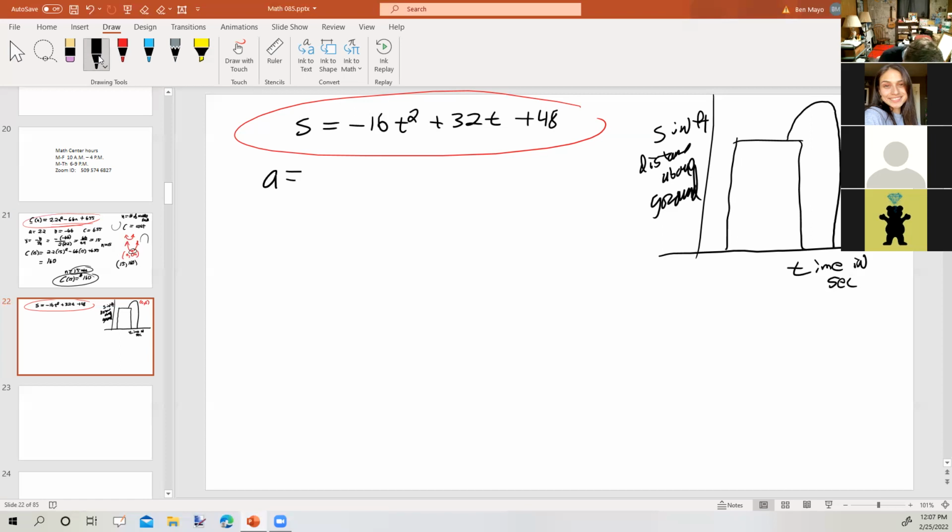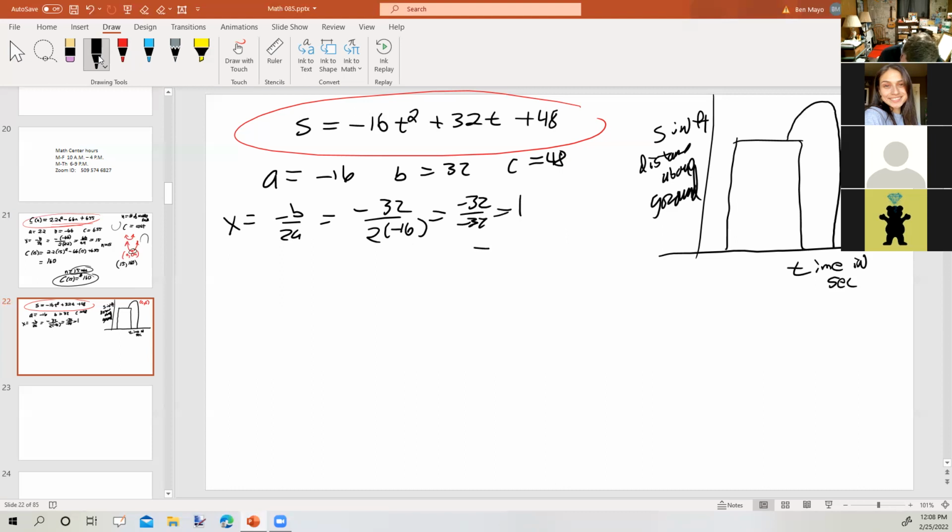So A is -16, B is 32, C is 48, X equals -B over 2A. Technically, it's T equals -B over 2A. So -32 over 2 times -16, which is -32 over -32, which is 1. So actually, we'd say T equals 1. So after 1 second, it reaches its maximum height, but they want to know the maximum height. So I've got to put 1 in for T.